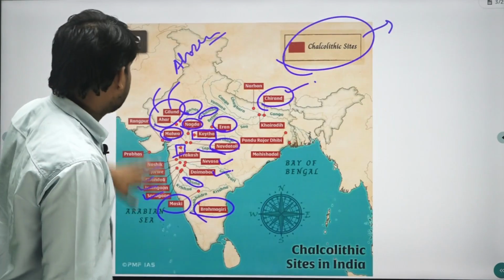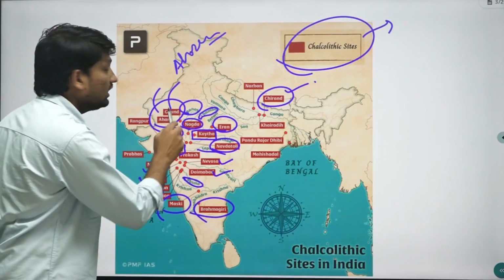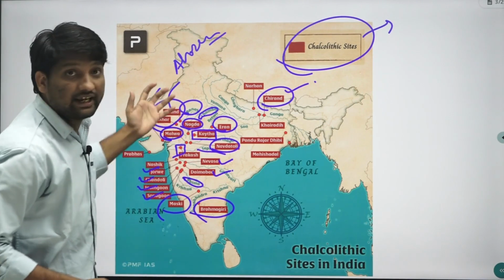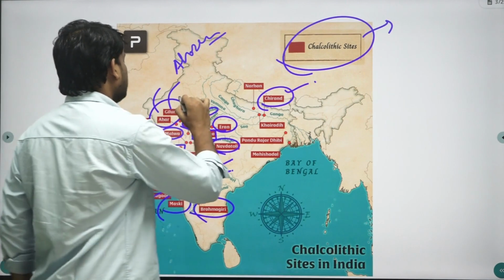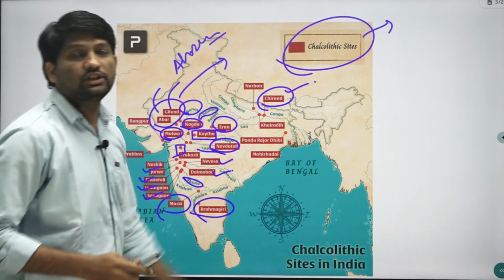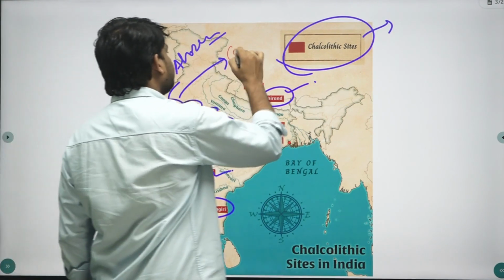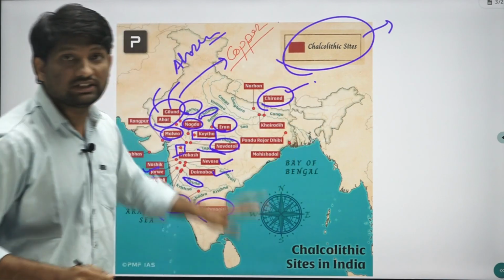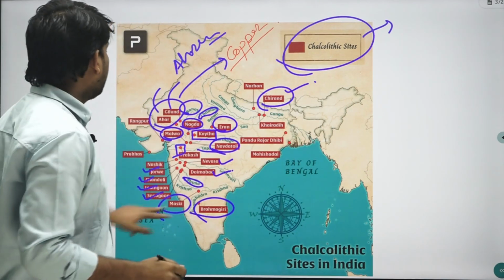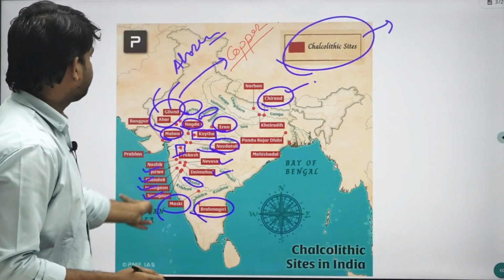We have just seen these two sites, Ahar and Gilund. It is in Rajasthan and near this Khetri region, which was a source of copper. So Ahar and Gilund were important for copper. Not just copper, we have also found some low-grade bronze sheet in Ahar and Gilund.